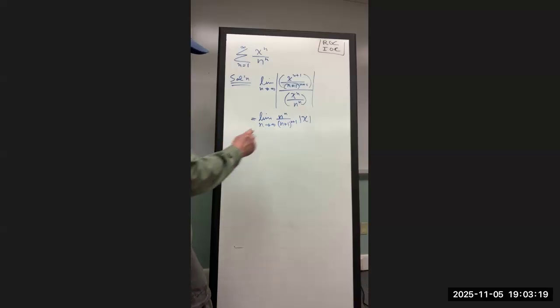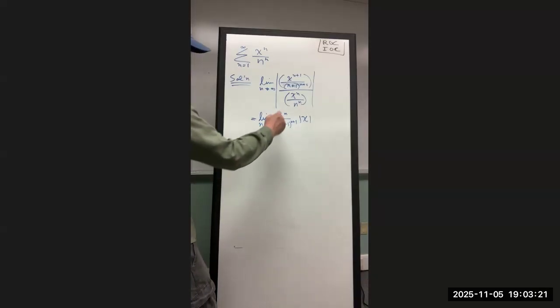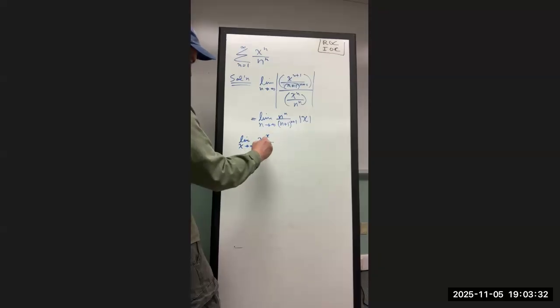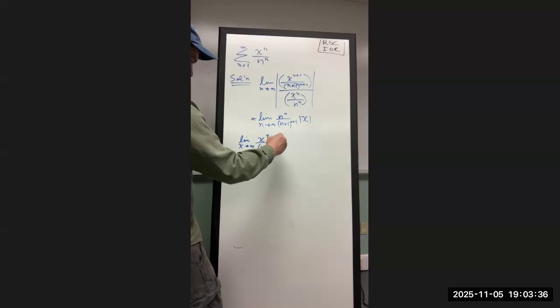Well, we can do L'Hopital's rule. Let's just take a look. So we're just looking at this piece right here. So we're going to translate it into a continuous variable, x to the x over x plus 1 to the x plus 1.